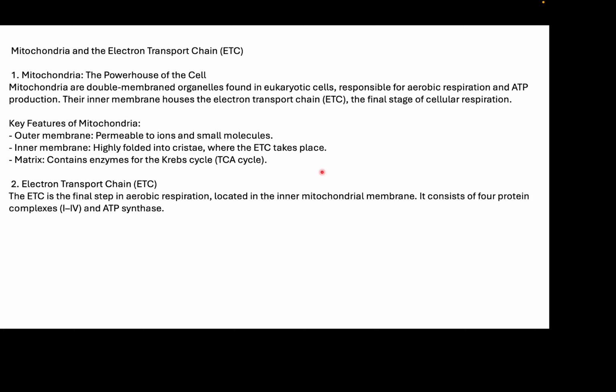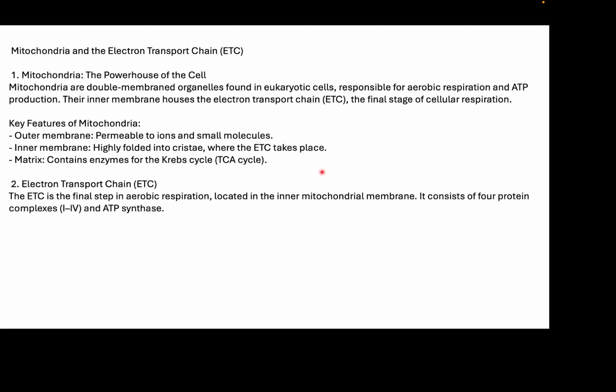At the end of the day, we need to connect all of it with electricity, right? So where are the electrons coming into place? Here we need to understand an organelle which is called the powerhouse of the cell, and the name is mitochondria, and a function of this which is called the electron transport chain. So mitochondria are double membraned organelles found in eukaryotic cells responsible for aerobic respiration and ATP production. Their inner membrane houses the electron transport chain, that is the final stage of cellular respiration.